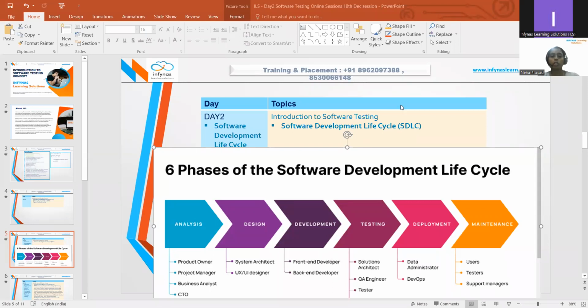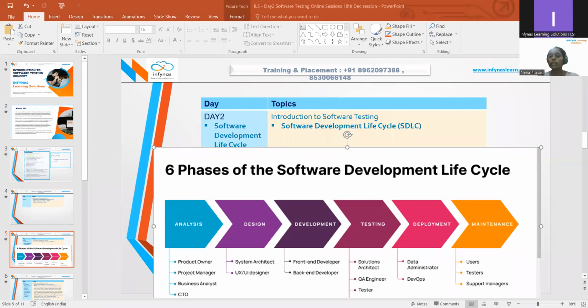BRD is the business requirement document that is created in the first phase, which is the analysis phase, and the business analyst creates it. BA is the business analyst, and BRD is the main document for the entire software life cycle. Yes, you will get the recordings, Bhushan.